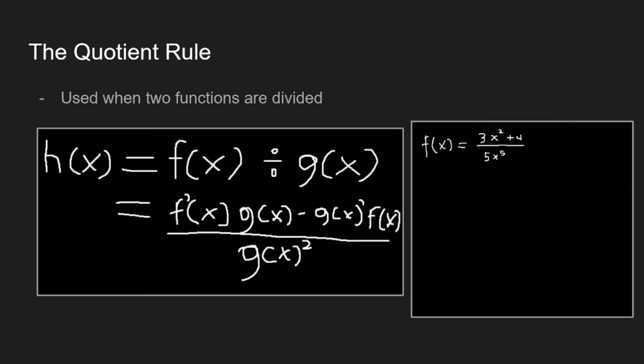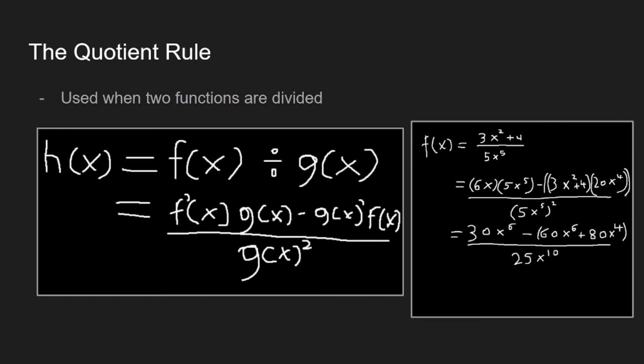For this example, we'll start with 3x squared plus 4 over 5x to the fifth. We'll then apply the quotient rule to give us 6x times 5 to the fifth minus 3x squared plus 4 times 20x to the 4 divided by 5x to the fifth squared. We can then use the distributive property to give us 30x to the sixth minus 60x to the sixth plus 80x to the fourth all over 25x to the 10th. We can then combine our like terms to give us negative 30x to the sixth minus 80x to the fourth all over 25x to the 10th.